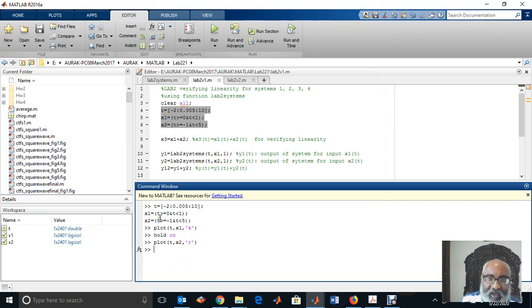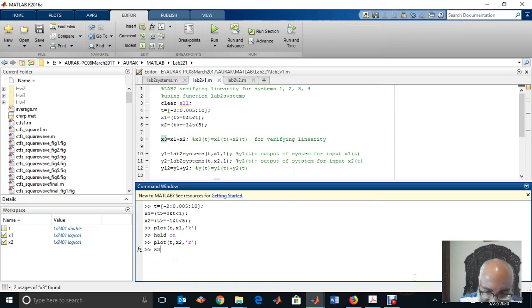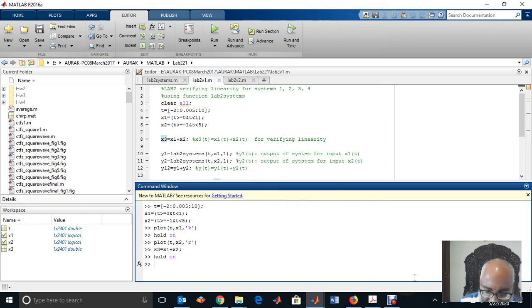So that means I defined two input signals. Then I create x3, x1 plus x2, the addition of the two. Okay, and for example here, again I define x3. I will show you x3 is x1 plus x2. And again, let me plot, hold on, I will make it on top of it, plot x3 with another color, let's say blue color. Okay, let's see the plot.